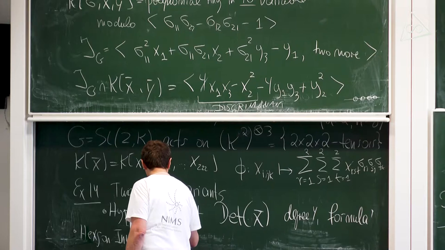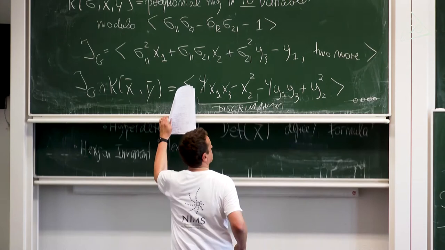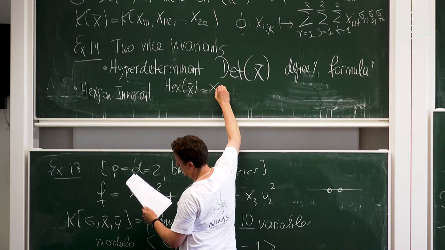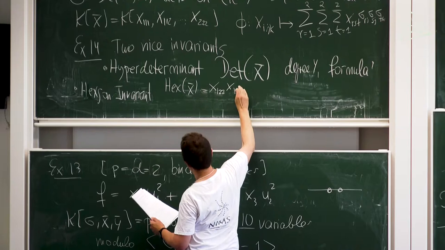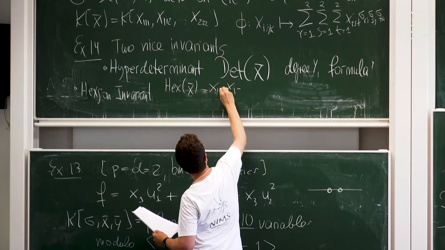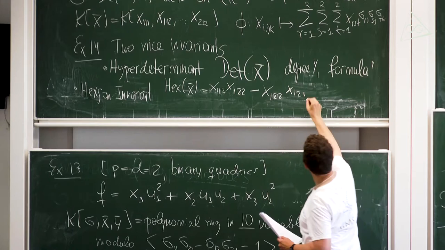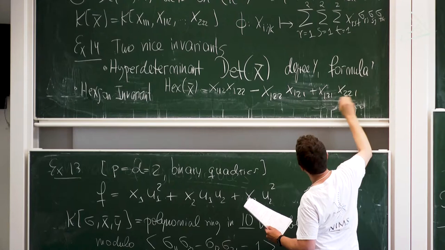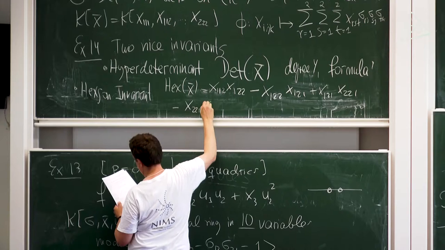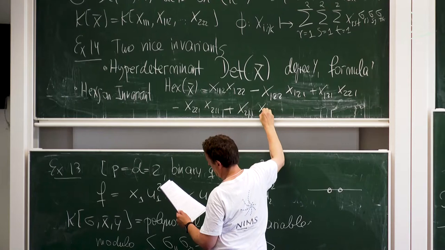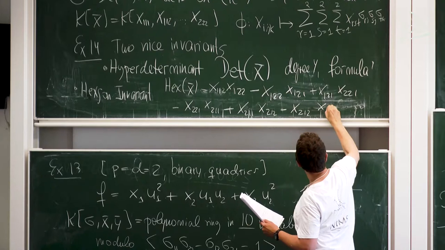So the hexagon invariant is a quadratic invariant. So it's x112 times x122 minus x112 times x121. I've written it so that you have these things consecutively. Plus x121 times x221 minus x221 times x211 plus x211 times x212 minus x212 times x112. Okay, that's also an invariant.